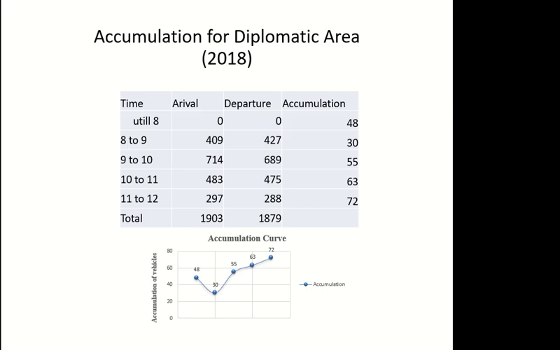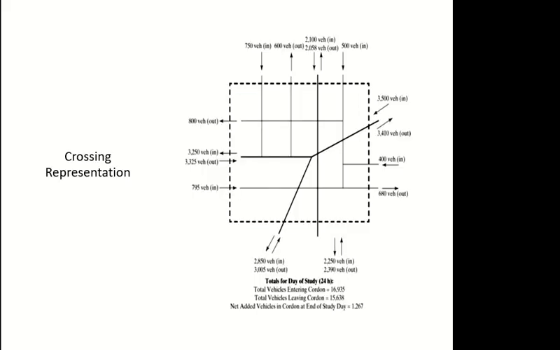This is the study which we did for the diplomatic area, which is not a commercial area, it's an office area. You have embassies there, and some very important offices. I believe some of the offices are now shifted, especially those belonging to the government. This was done in 2018, and you can see the same thing. They started before 8, and they did the accumulation only. Then 48 plus 409 entered, 427 left, and this is the accumulation and so on and so forth. So this is it.